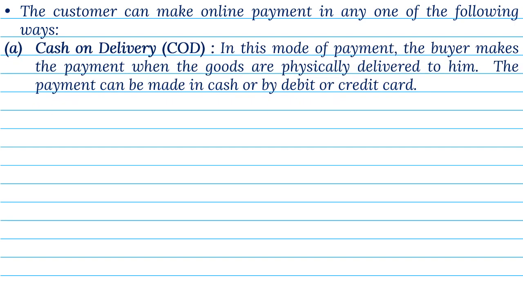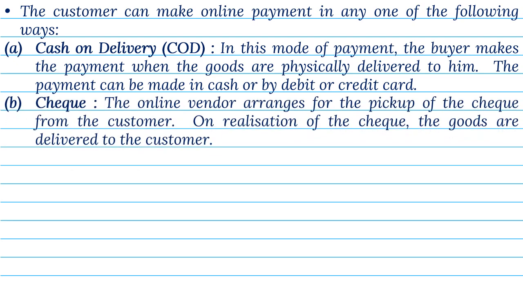A. Cash on delivery, that is, COD. In this mode of payment, the buyer makes the payment when the goods are physically delivered to him. The payment can be made in cash, or by debit or credit card. B. Check. The online vendor arranges for the pickup of the check from the customer. On realization of the check, the goods are delivered to the customer.